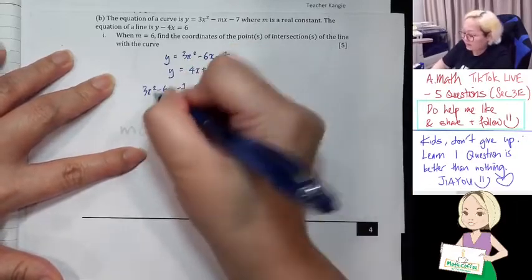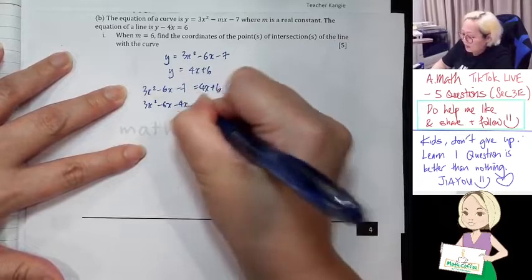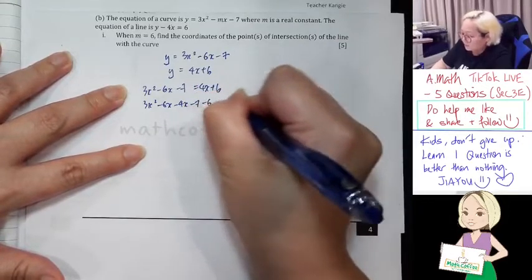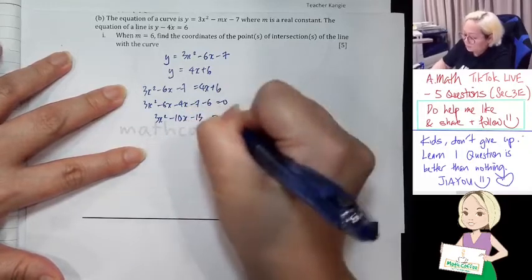Throw everything to the left hand side. 3x squared minus 6x minus 4x minus 7 minus 6 equals 0. So 3x squared minus 10x minus 13 equals 0.